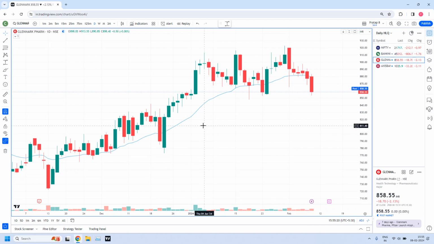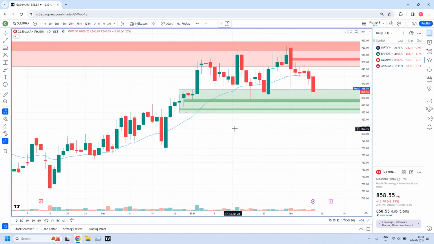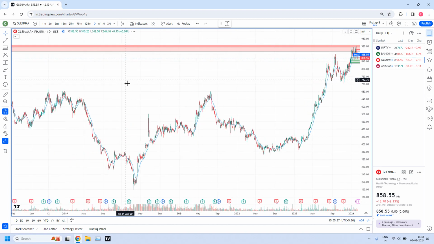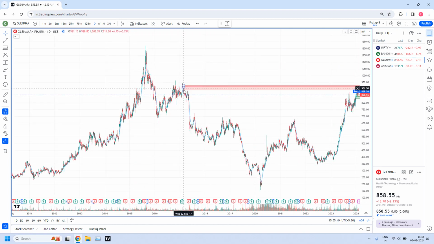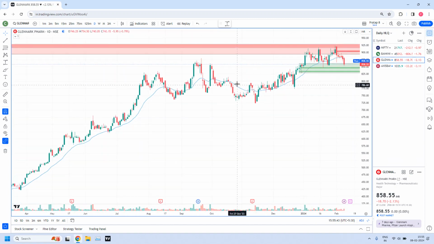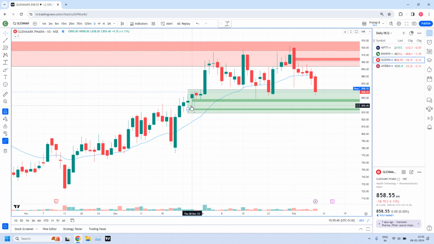The first one is Glenmark Pharma. In this stock, prices are moving between high liquidity demand and supply zones. Both are high liquidity zones, and these two zones are daily zones. The supply zone is created somewhere in the year 2017. That is the point you need to understand. And the demand zone is created recently, in the month of December.